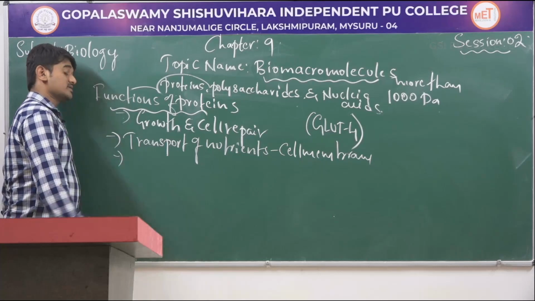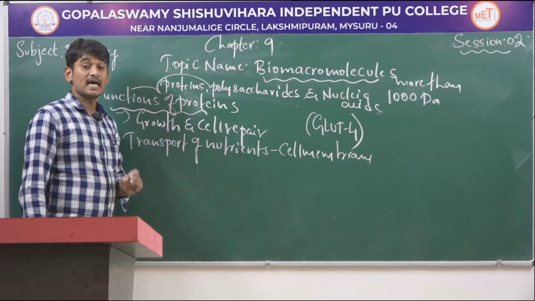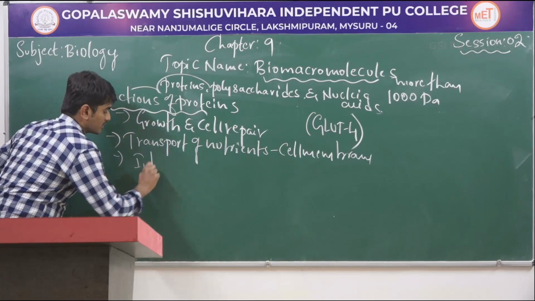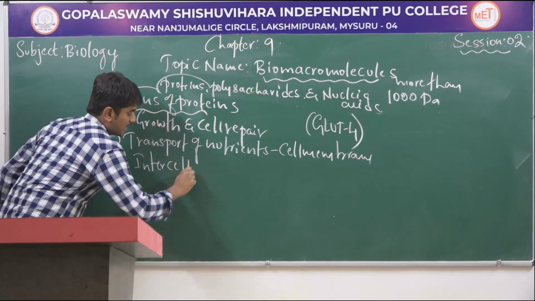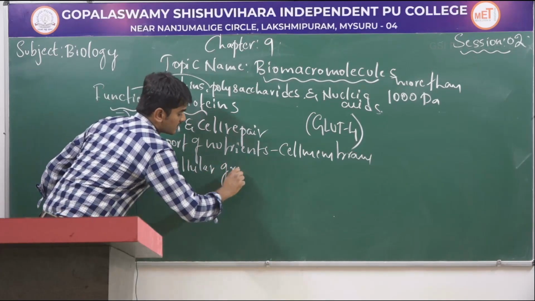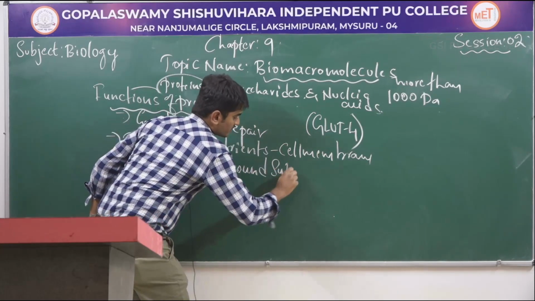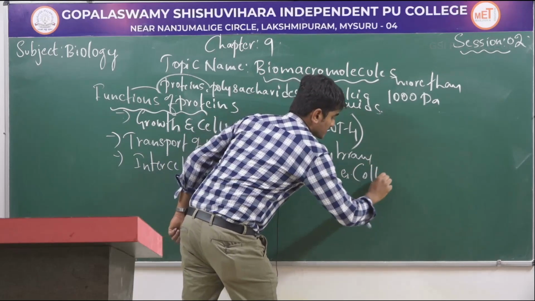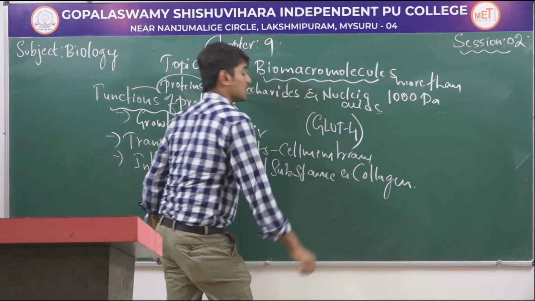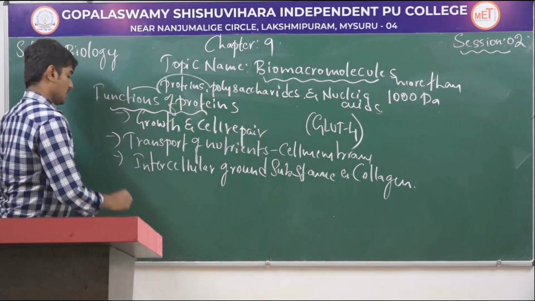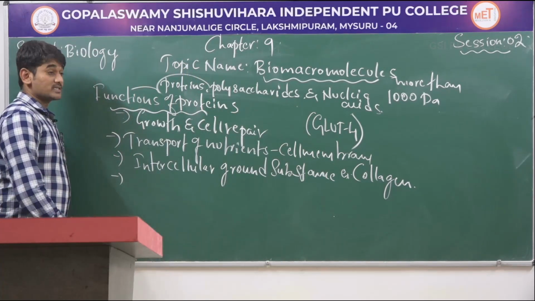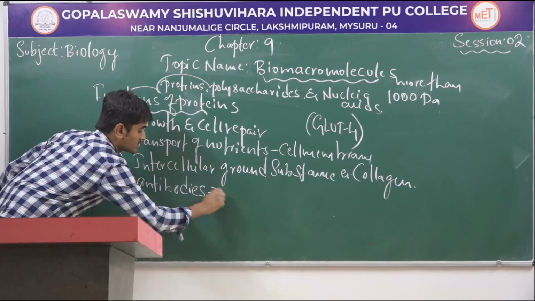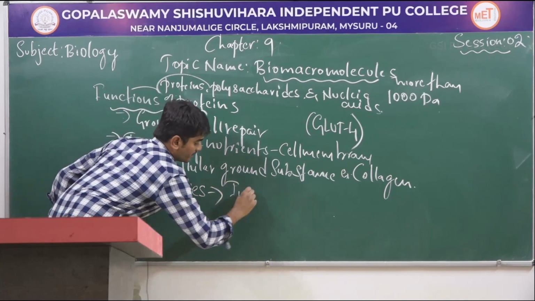The third one is that proteins act as intercellular ground substance. Example, collagen. Yes, dear students, we know about collagen. Collagen is the main component in connective tissues. And proteins act as antibodies to fight against infectious organisms.